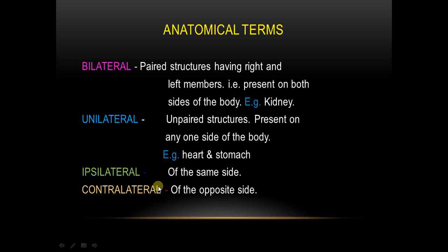Ipsilateral and contralateral, these two terms are mainly used to describe nerves or nerve fibers. When the fibers run on one side of the body only, that is on the same side from where they originate, without crossing to the opposite side, then it is called ipsilateral. Contralateral is when the structure originates on one side but crosses to the opposite side, then it is called contralateral.